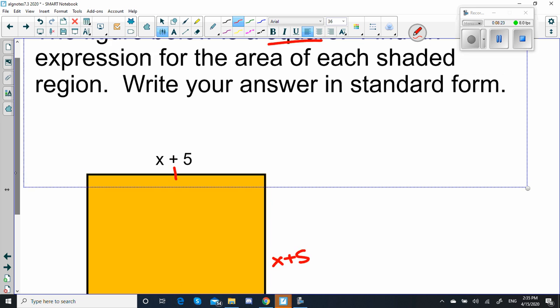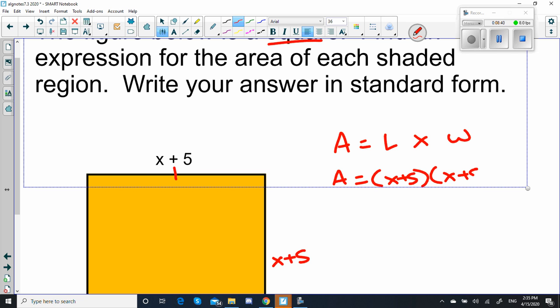When we find the area of a square, we do area equals length times width. Or some people say base times height, same thing. Or some people say side times side, same thing. So I'm going to do area equals x plus 5 times x plus 5. So this is just like the problems we do. We're just giving them some application. So you can do a Punnett square or FOIL it.